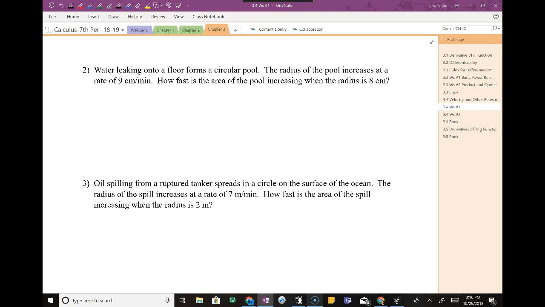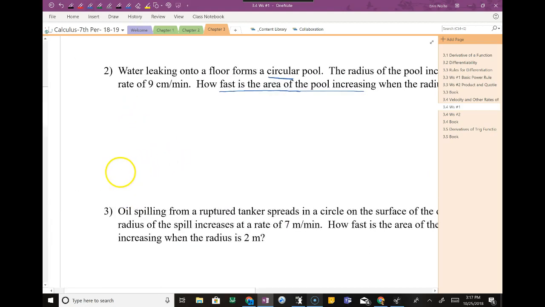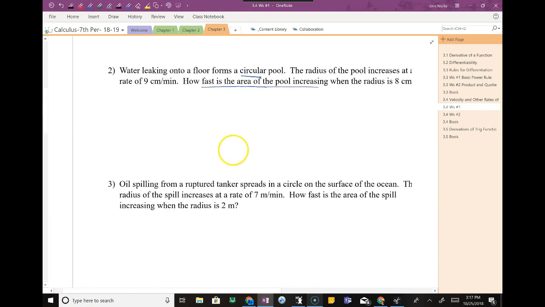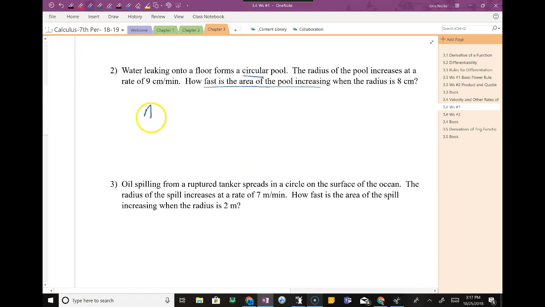So, before we start this question, we need to think about what's happening. We have this circular pool, it's expanding, and the thing we're trying to figure out is how fast the area of the pool is increasing. If we're talking about the area of a circle, what is the equation we're working with? The area is pi r squared.